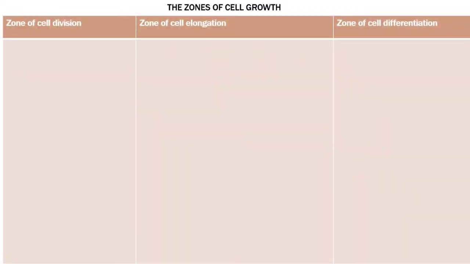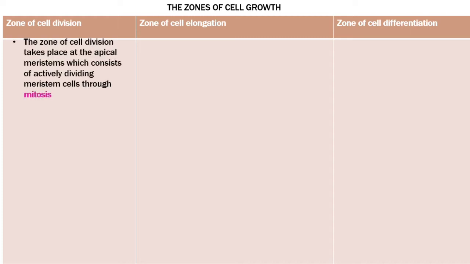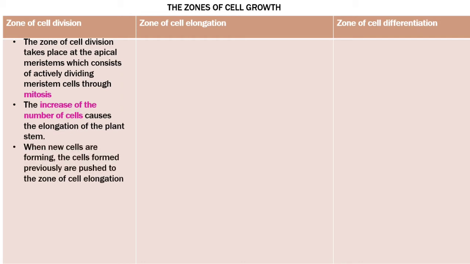So now we will discuss about the activity in each zone. What happened during zone of cell division? Based on their name, the zone of cell division takes place at the apical meristem, which consists of actively dividing meristem cells through mitosis. The increase in the number of cells causes the elongation of the plant stem. When new cells are forming, the cells formed previously are pushed to the zone of cell elongation.